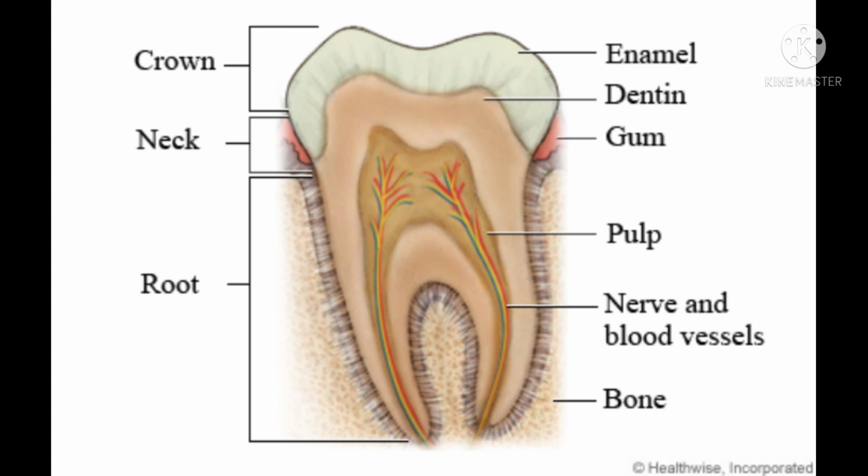Now I asked you a question. What is the hardest part of the body? That is nothing but none other than the enamel. The enamel is the hardest part in the body. It is also stronger than the bones.